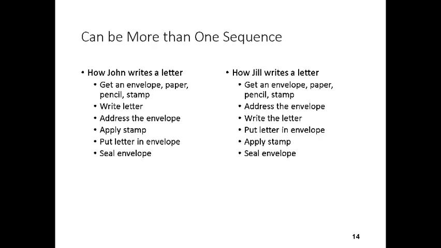Jill, however, does this differently. She gets all of her materials, but first she addresses the envelope. Then she writes the letter and applies a stamp only right before sealing the letter. So another person might have a completely different way of mailing a letter, and that's completely okay. We might achieve the same goal. Sometimes the way that we do things matters, but sometimes it might not. So it's okay if task analyses are different, but you just have to be careful that the differences aren't causing anything negative.